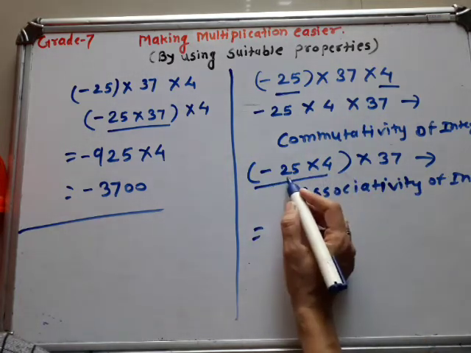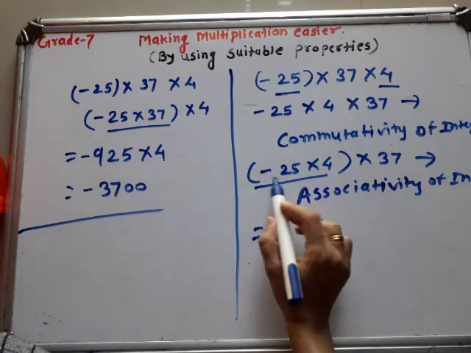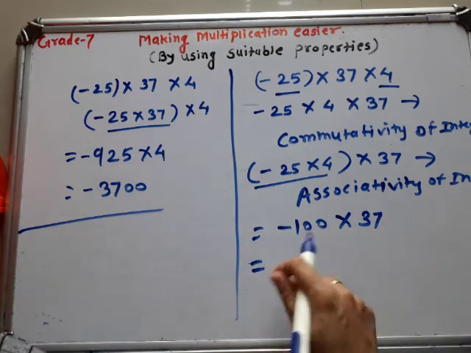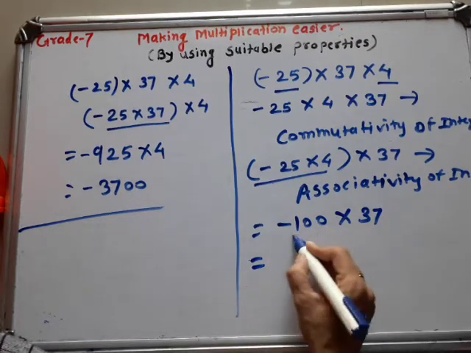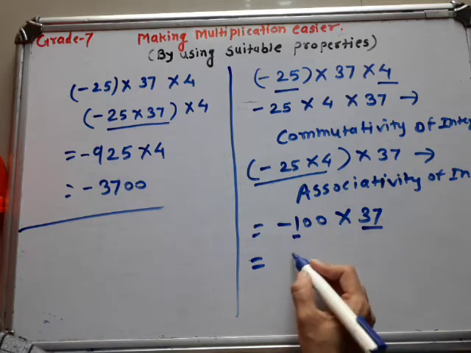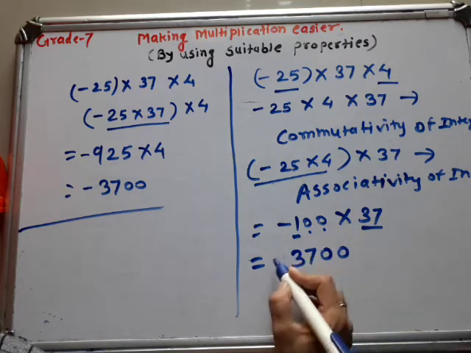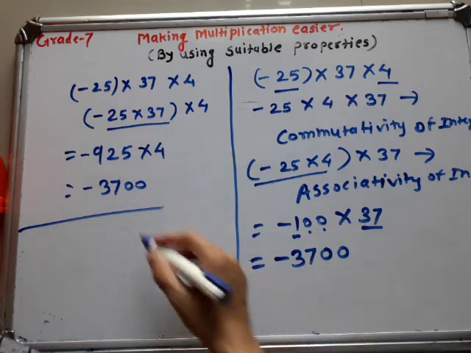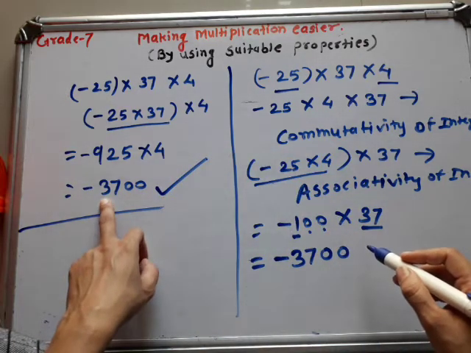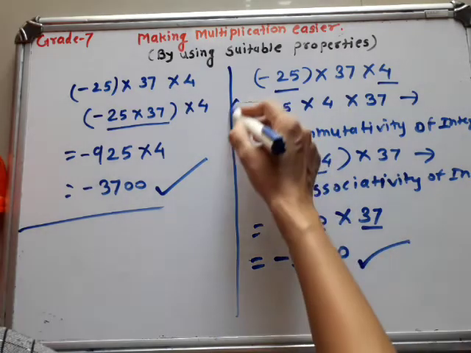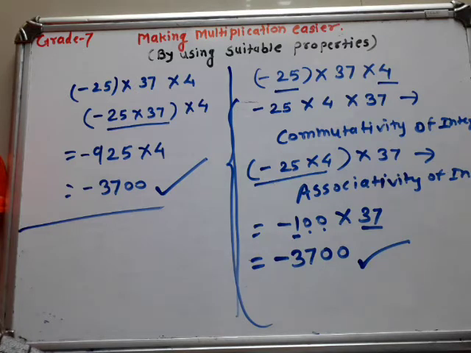First we solve this. 25 times 4, we get here 100, and here minus times plus, we get minus. Multiply by 37. Now it is so easy to solve this. How to solve this? The 1 multiplied by 37. 37 ones are 37, and put the 00 after the number. So here minus times plus is minus. So here we get the same answer, minus 3700, and here again we get 3700. So this is an easier way to solve multiplication by using properties.